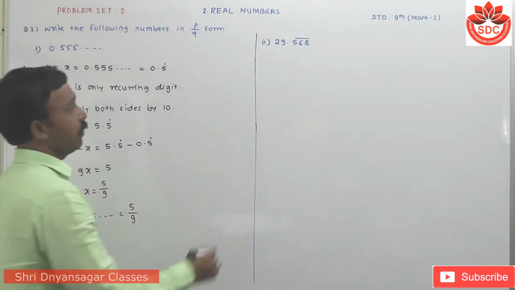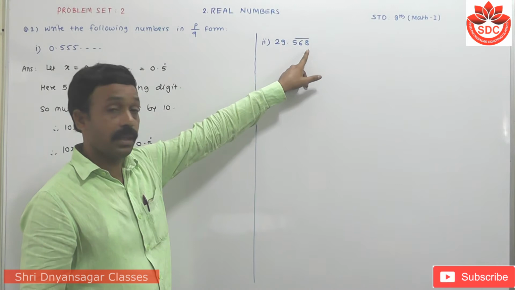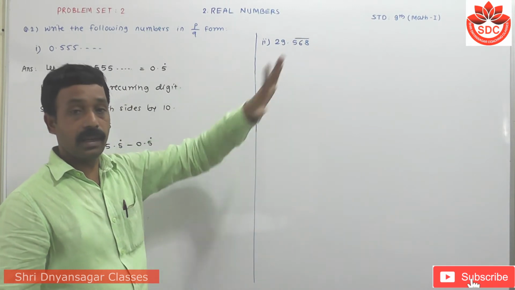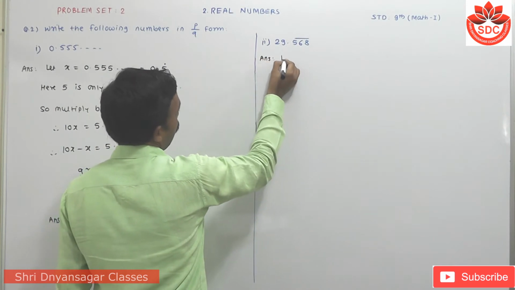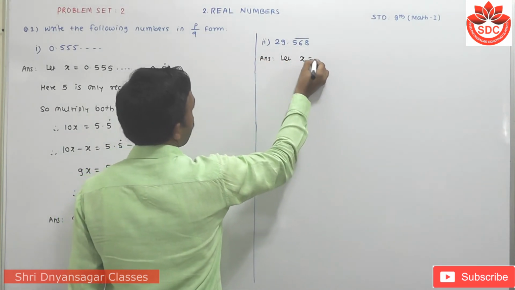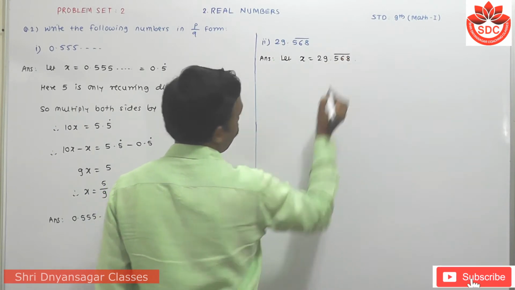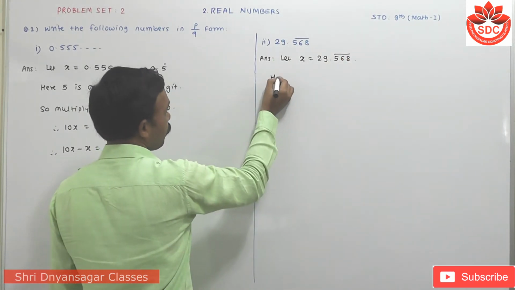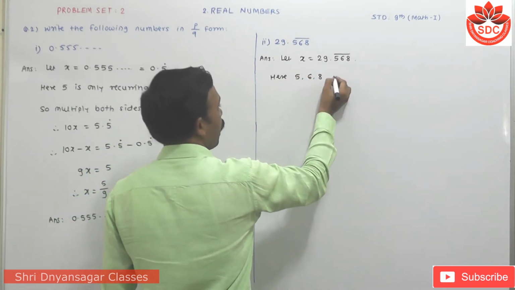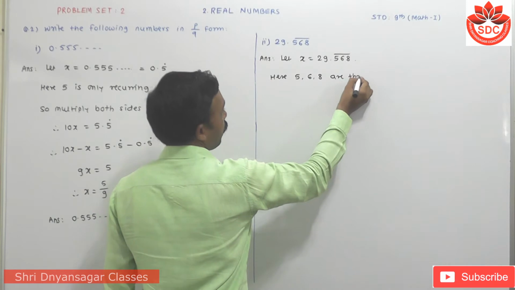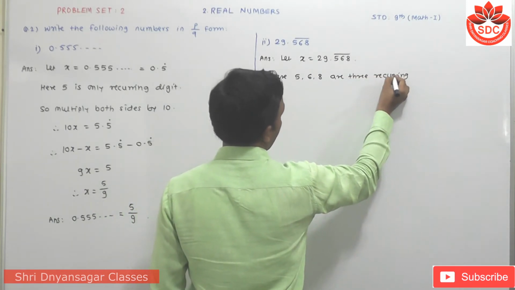Then we take the second one. Here we observe these 5, 6, 8: these three digits are recurring digits. So the answer to this one is: let x equal 29.568 recurring. Here 5, 6, 8 are the three recurring digits.